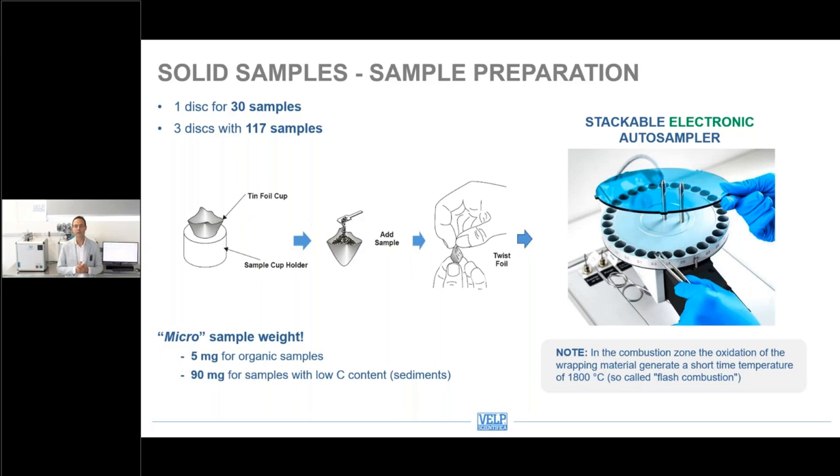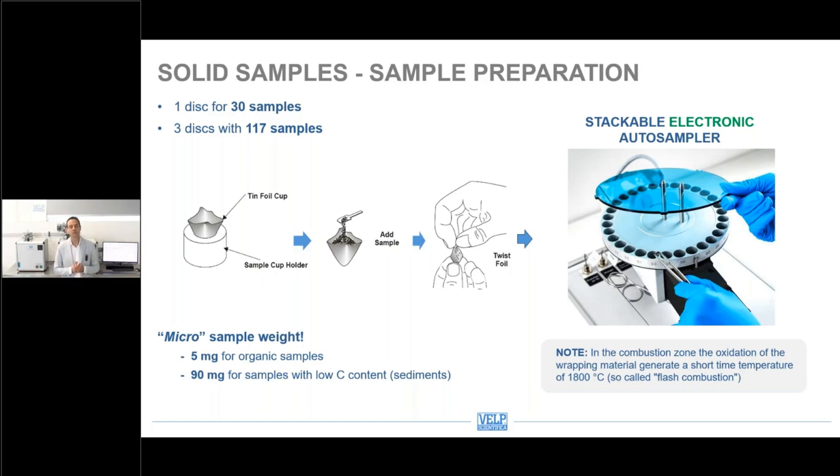The correct sample weight depends on the elemental content of the sample to be determined. So in microanalysis, the sample weight should be between 2 to 5 milligrams in most cases. So higher is the amount of carbon in the sample, lower is the sample weight. But on the other side, in some soils, for instance, with carbon content around 1%, it is possible to reach, for instance, sample weight of 90 milligrams.